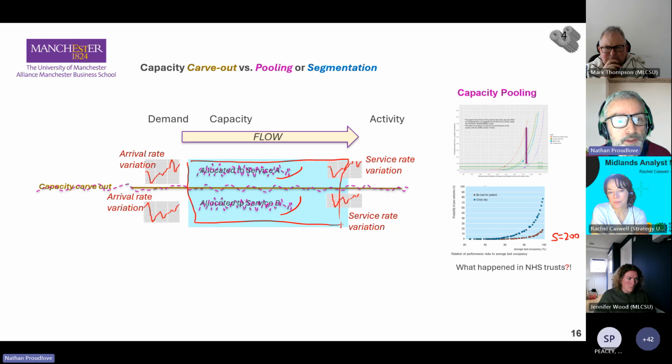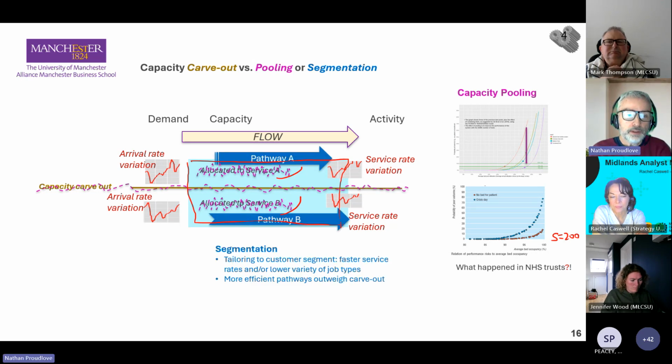Splitting up capacity might not be a bad thing. If you're doing it and it is a bad thing, we call it carve out. You're artificially splitting it up so they can't help each other and you're not getting any benefits back. Pooling can be a good thing mathematically, but how will people react? The other term we use is segmentation.